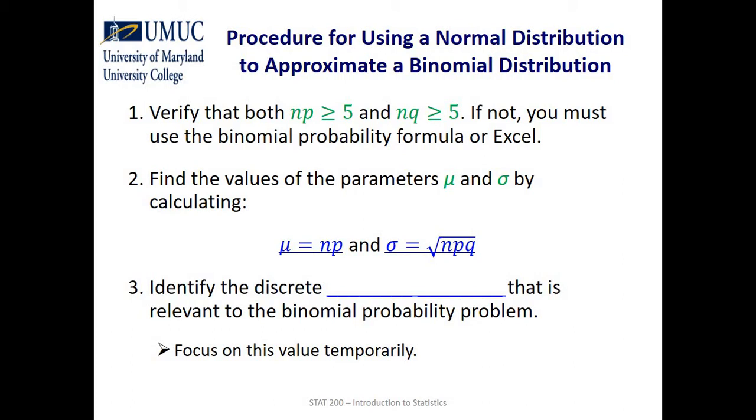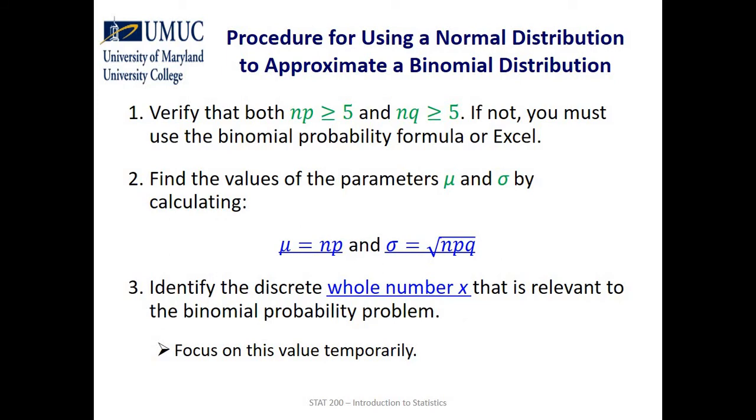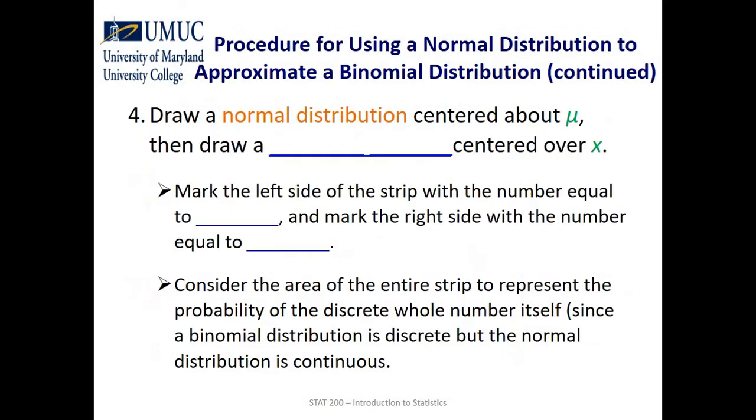Step 3 is to identify the discrete whole number x that is relevant to the binomial probability problem. And what do we mean by whole number x? That's the successes we're looking at, the number of successes. Whole number x. X equals the number of successes that we're interested in. Okay. Now that's step 3.